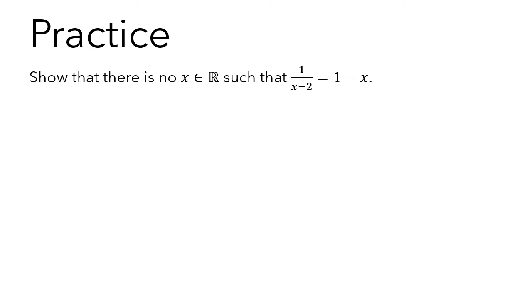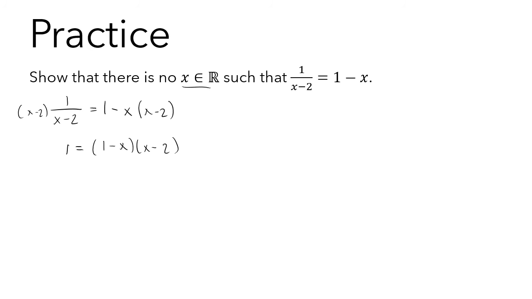Show that there is no real number such that 1 over x minus 2 equals 1 minus x. So we're going to start by assuming the opposite, or assume that there is a real number, and we'll let that number be x, and we're going to show that it arrives at a contradiction. So first I'm going to multiply by x minus 2 on both sides of this equation, and I get 1 equals (1 minus x) times (x minus 2).